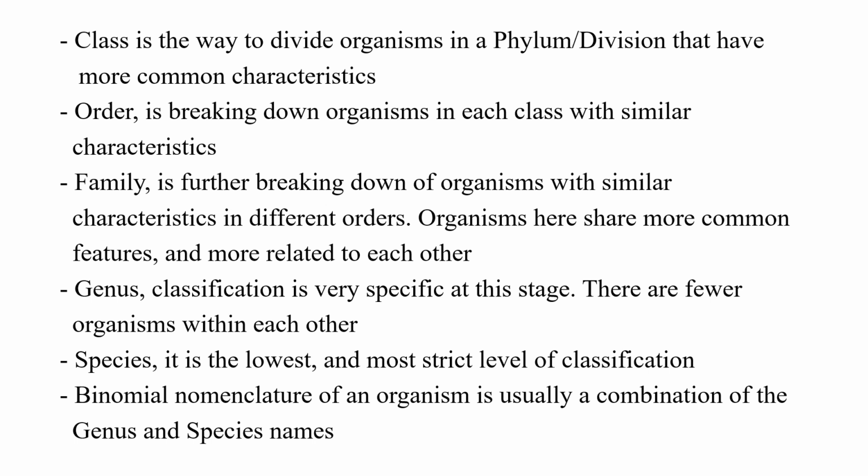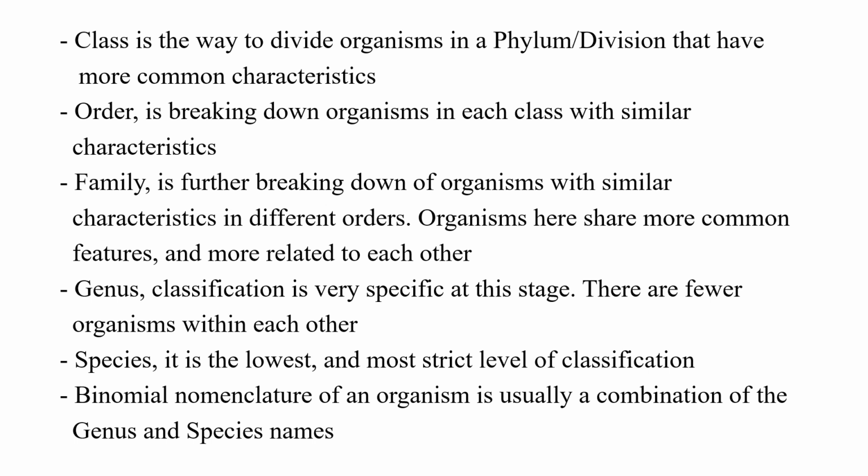After that, we have family, which is also the further breaking down of organisms with similar characteristics. Thereafter, we have genus. From family, we have organisms that are related or have similar characteristics being put together. Species is usually the lowest and the most strict level of classification. So what we mean by binomial nomenclature of an organism is usually a combination of genus and species name.